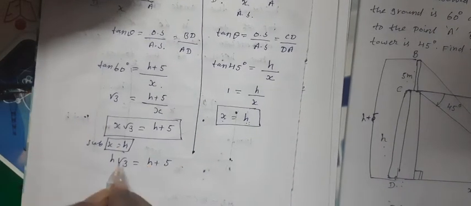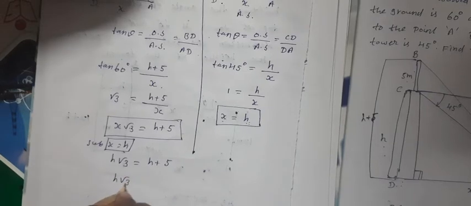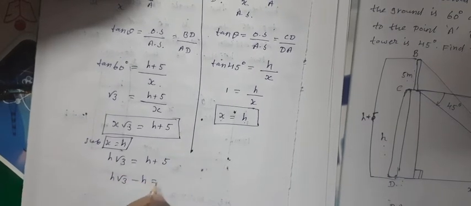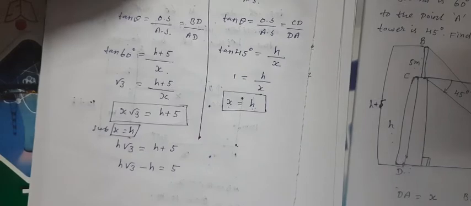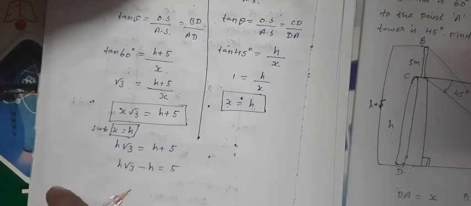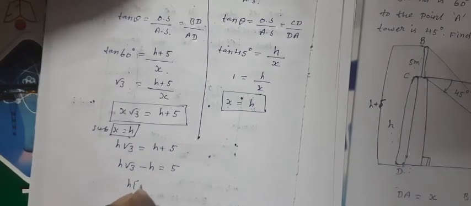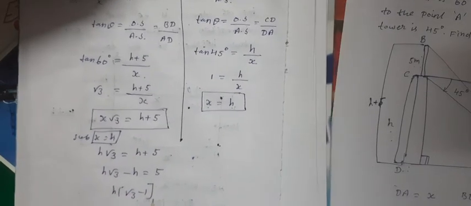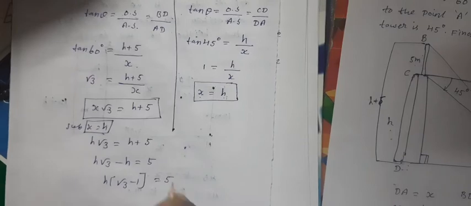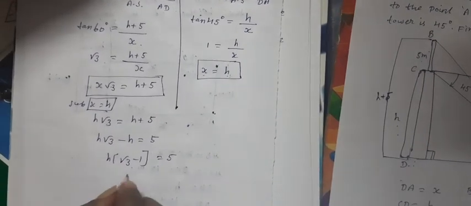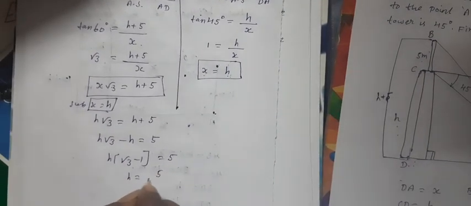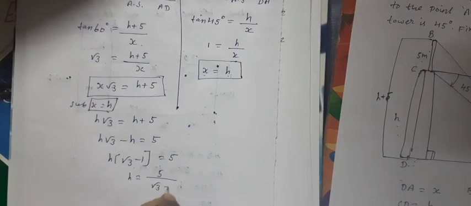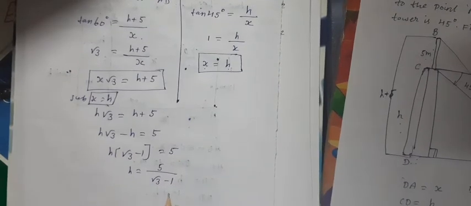The plus H comes to this side as minus H. So H root 3 minus H is equal to 5. Here we can take H common, and we get H times root 3 minus 1 equal to 5. Then H is equal to 5 by root 3 minus 1.